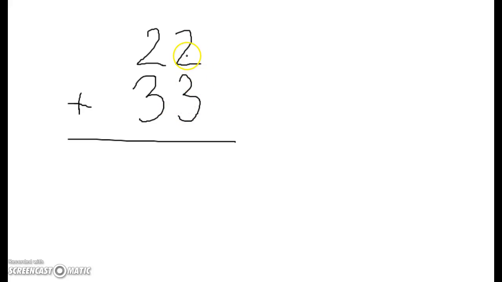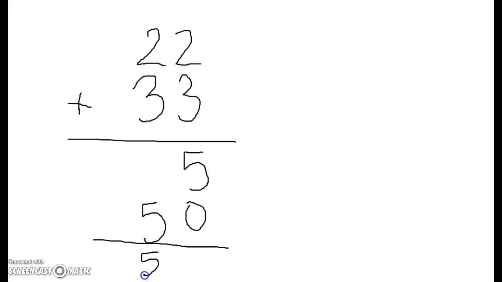In the ones place, we've got 3 and 2. That gives us 5. In the tens column, we've got 2 and 3, but it's not really 2 and 3. This 2, because it's in the tens column, represents 20. And the 3, because it's in the tens column, represents 30. 20 plus 30 is 50. We actually have 55 apples.